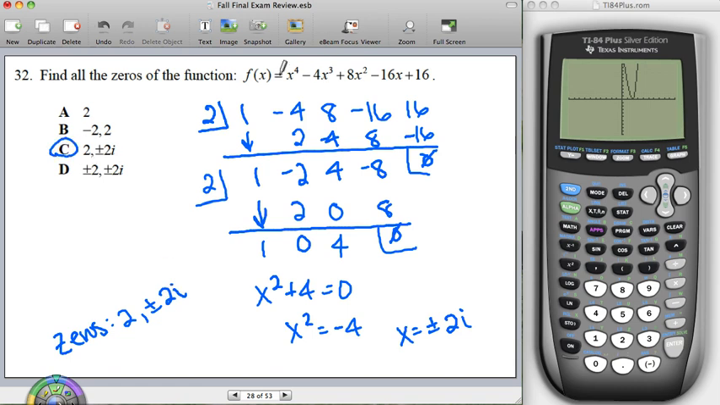But Ms. Novacek, you're supposed to have 4 zeros. Well, we do have 4 zeros. This 2 has a multiplicity of 2, so this is used twice. 1, 2, 3, 4. So 32 is C.